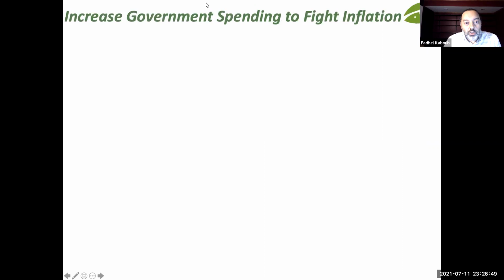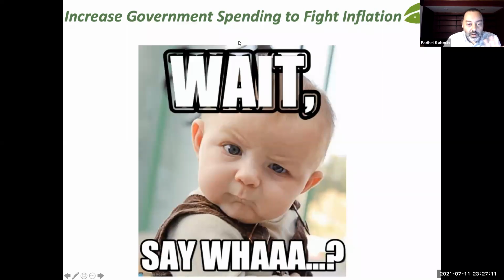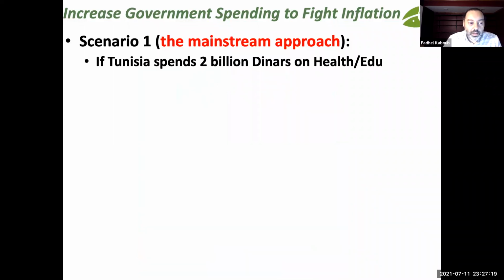Let's see. So I wanted to introduce this idea and see what you think about it. Increase government spending to fight inflation. This seems completely counterintuitive from a mainstream perspective. If anything, they tell you to reduce inflation, you need to reduce government spending. Well, let's see the MMT insight here. Again, from a mainstream perspective, this cannot be a strategy.